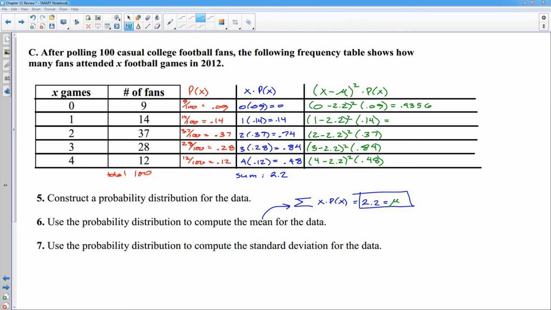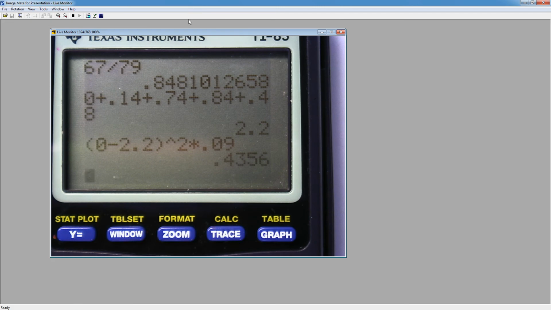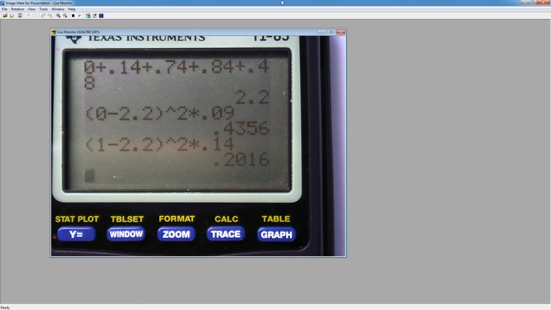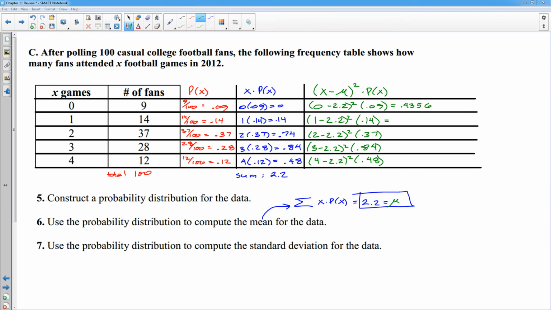It's 1 minus 2.2 squared times 0.14. So parentheses 1 minus 2.2 quantity squared times 0.14. Hit enter, and you get 0.2016. And so when I do this one, I get 0.2016. And then we'll do that for the other 3.